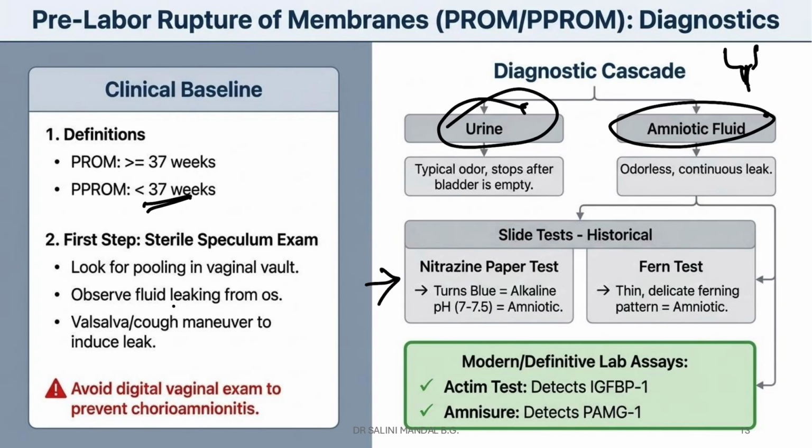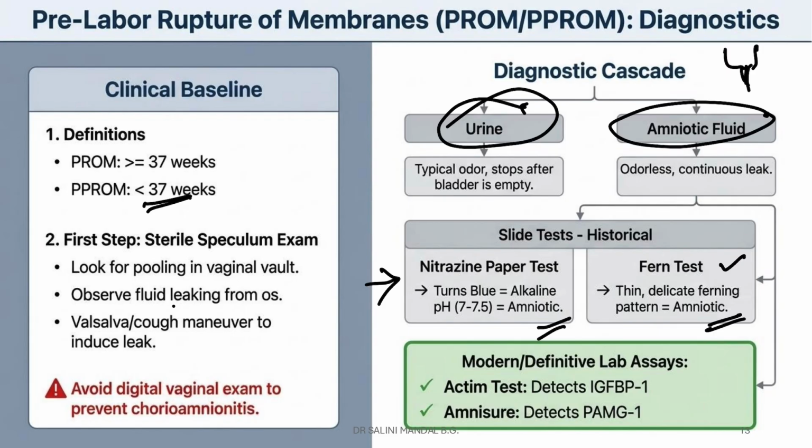One is the nitrazine paper test, and the other one is the fern test. Okay, so if there is a delicate ferning pattern, that is definitely amniotic fluid. And the nitrazine paper test, if it turns blue, that is because of the alkaline fluid. Again we say that it is amniotic fluid. Okay, there are other modern definitive lab assays, that is the actin test and amnisure, but usually in the question papers they ask about the nitrazine paper test and the fern test.